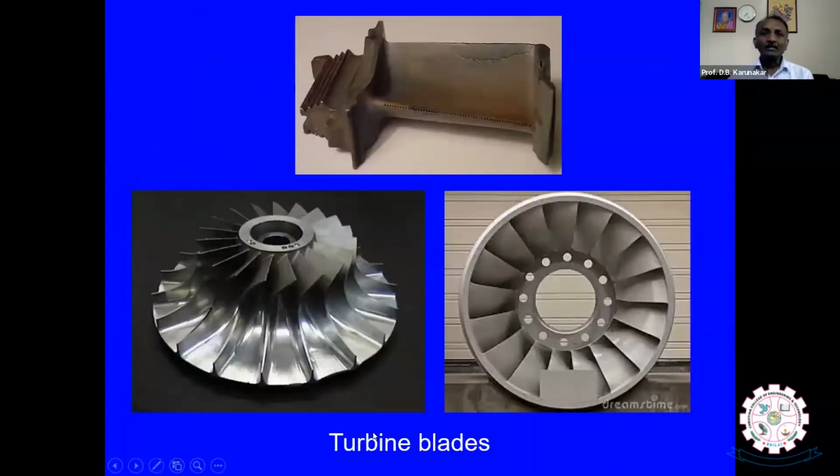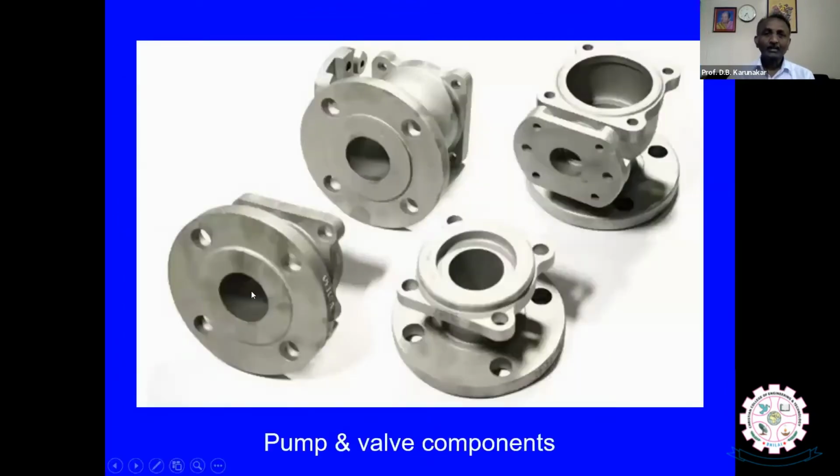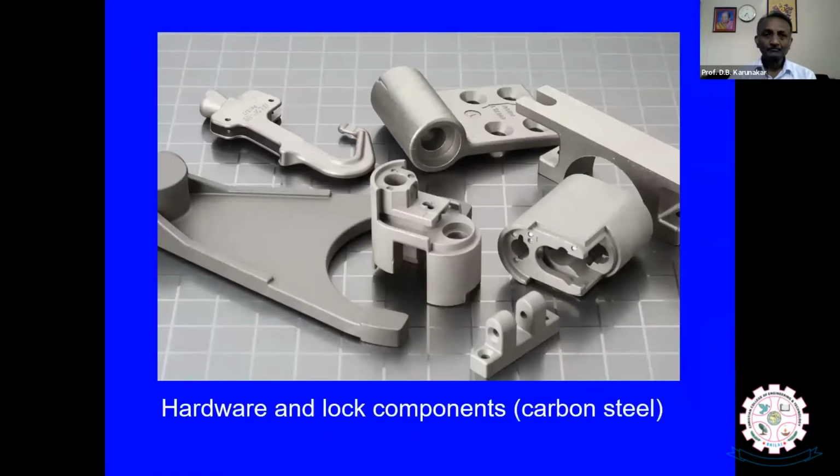Now you see, these are some of the applications of the investment casting process. The turbine blades, you see, the most complex features of the turbine blades can be accomplished using the investment casting process. Now you see, so these are all the pump and valve components. So these are manufactured by investment casting process. And here you can see hardware and lock components. Yes, these are manufactured by investment casting.